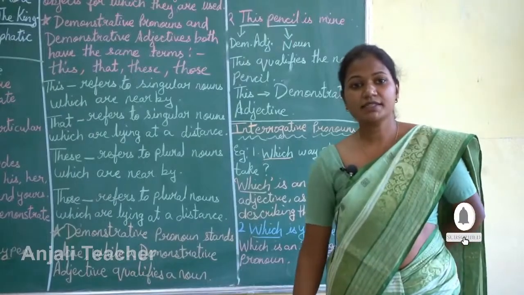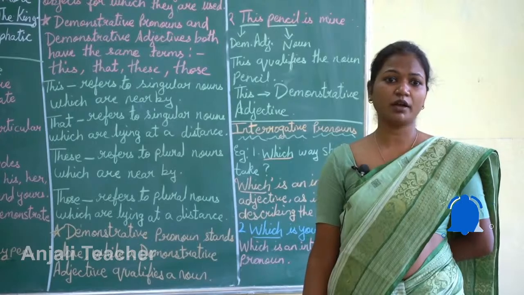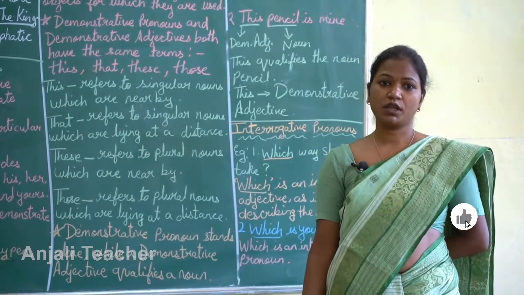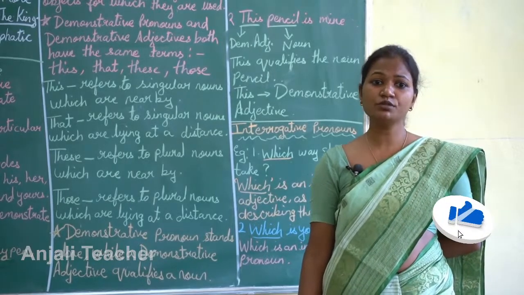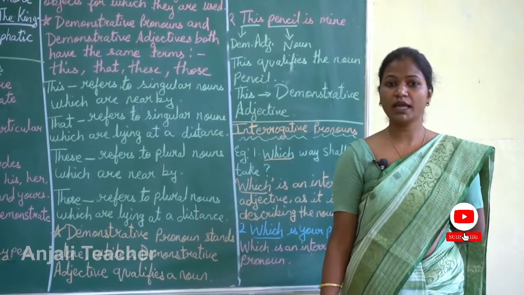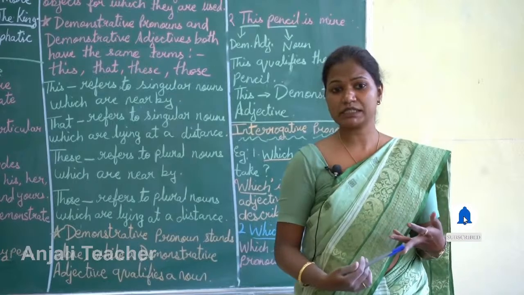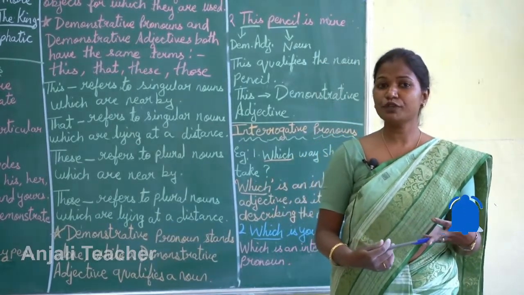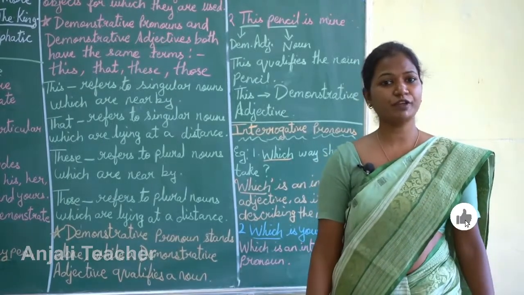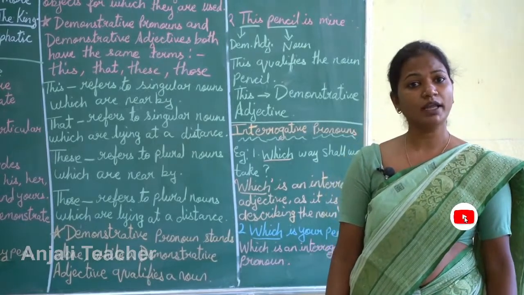The next kind is interrogative pronouns. The main interrogative pronouns are who, what, which, whom, whose. Interrogative pronouns are used to ask questions. Who, whom and whose are used for asking questions about persons. What is used for asking questions about things. Which is used for asking questions about a particular person or thing.